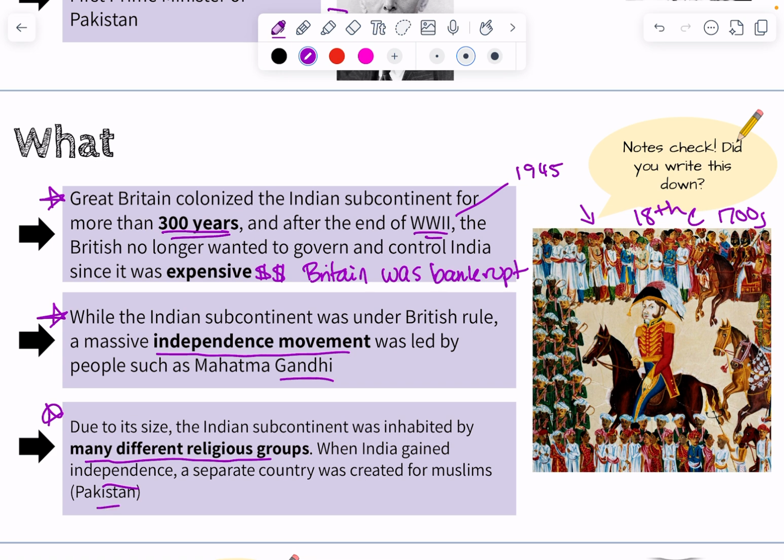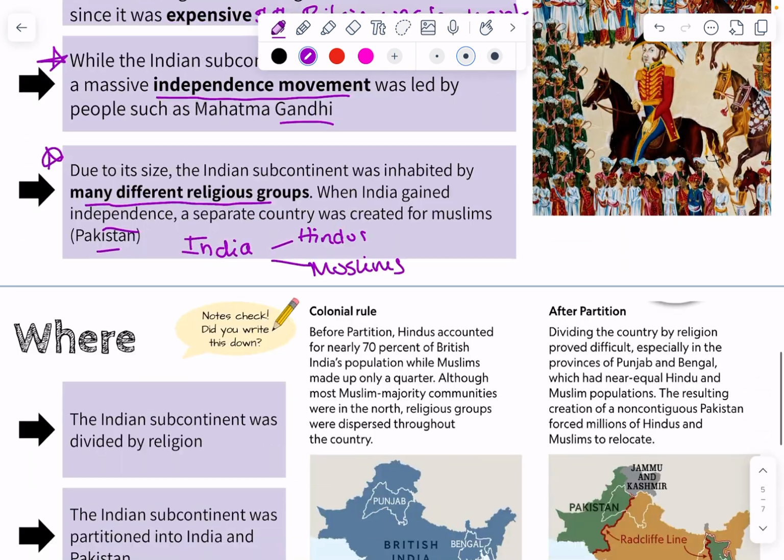So in India, there were Hindus, and there also were Muslims as well. And it split into India, which was predominantly for Hindu people, and then Pakistan, predominantly for Muslim people.